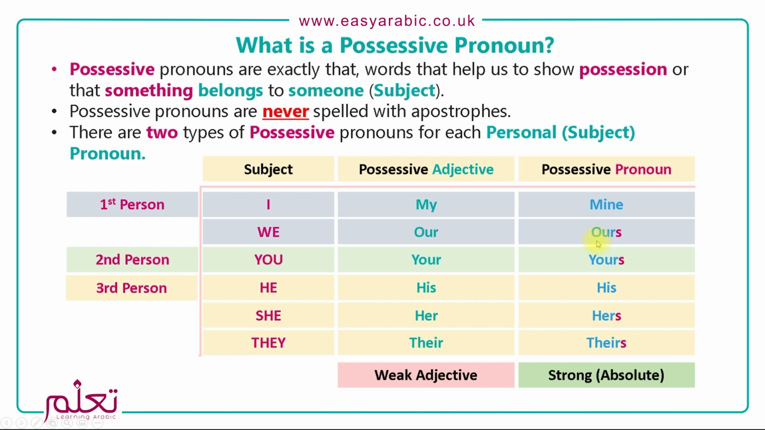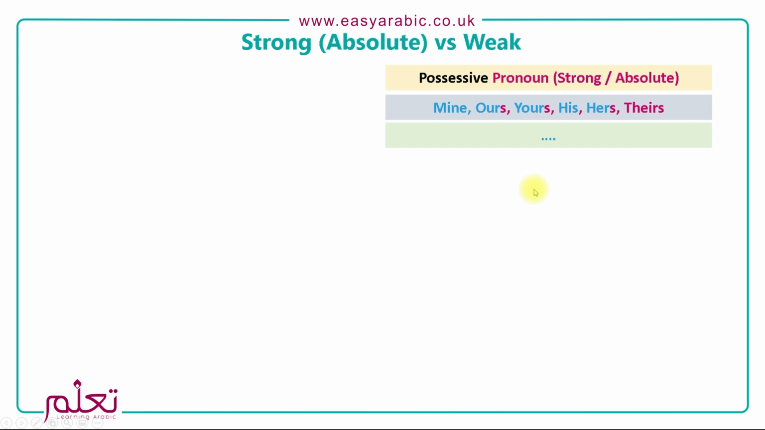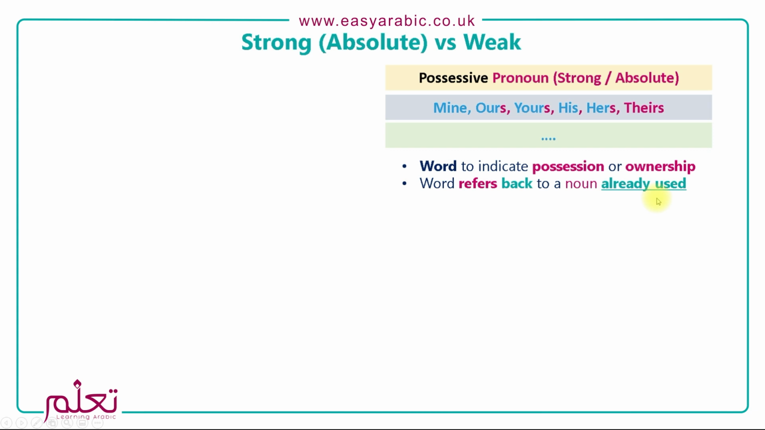Okay. So the possessive pronoun, as we mentioned, is mine, ours, yours, his, hers, and theirs. Basically, these are words used to indicate possession or ownership. And the one thing about the possessive pronouns is that they are words that refer back to the noun already used in the sentence. And it's used to avoid repetition.